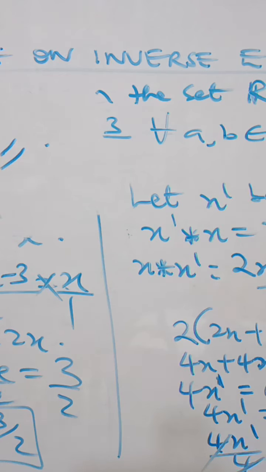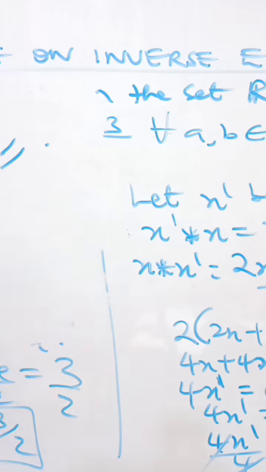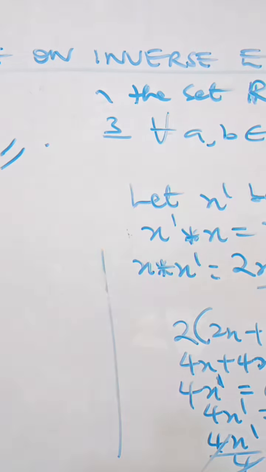So for us to find the inverse element, it is compulsory to first find the identity element. Because without the identity, we can never get the inverse. So I want us to get this. Without the identity, we cannot get the inverse. Then when you find the identity element, it must be unique. It must be unique. Because the identity element cannot be 2. It must be unique. Thank you.